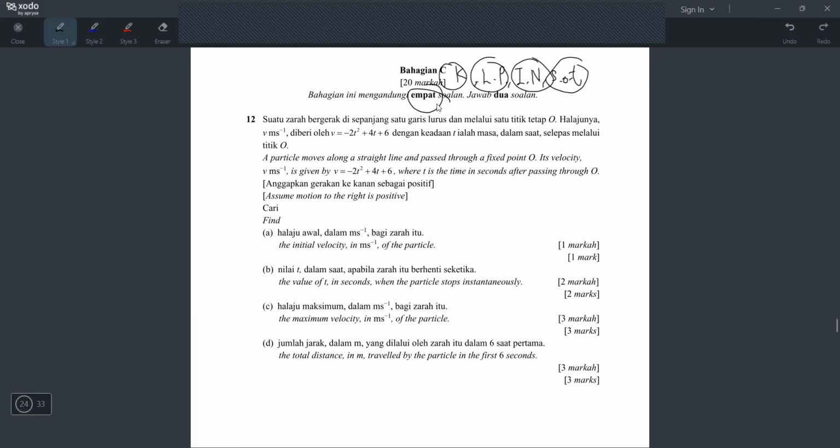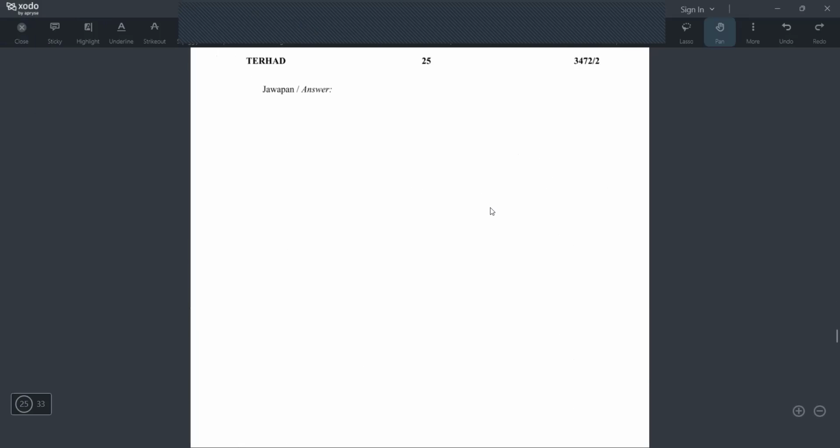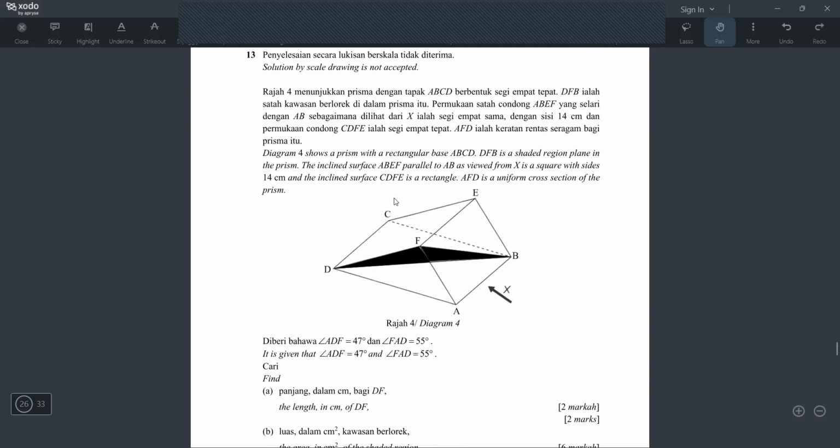And I will not do the kinematics question. It means they ask us to answer 2 questions, right? But I will answer 3. These 3 questions: linear programming, index number, solution of triangle. Question number 12 is kinematics. So I will not answer this question. I will answer 3, but in the exam, you only answer 2.